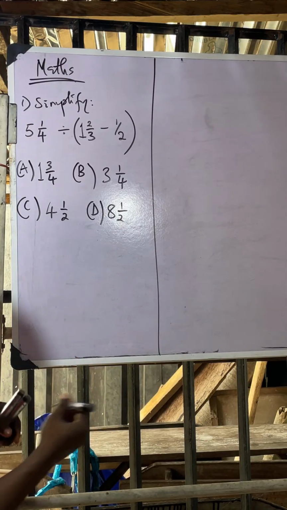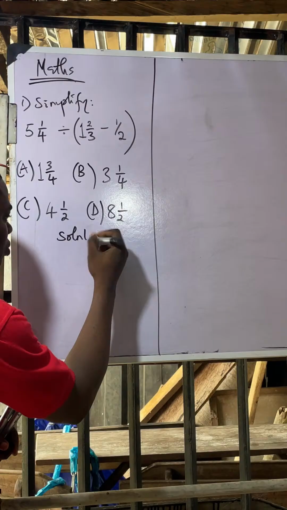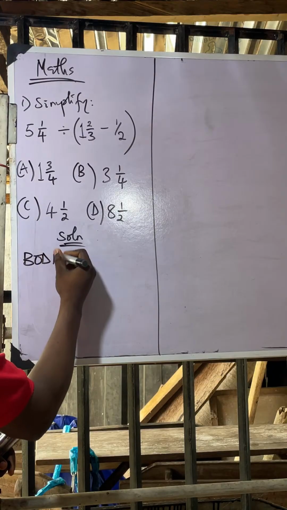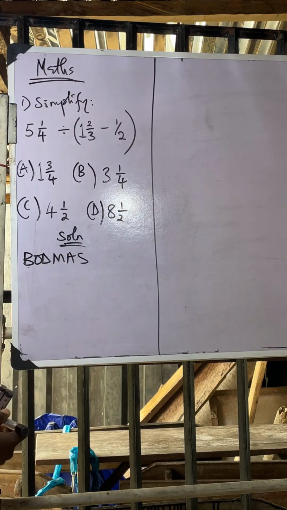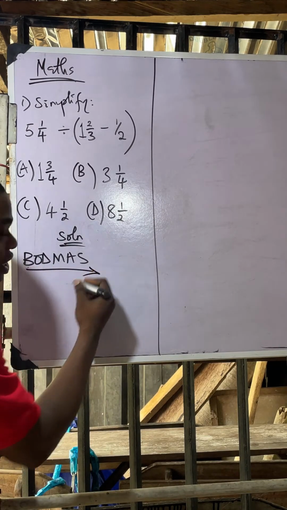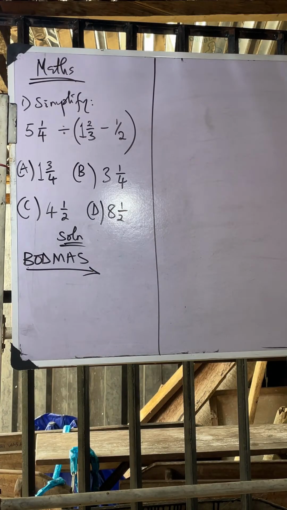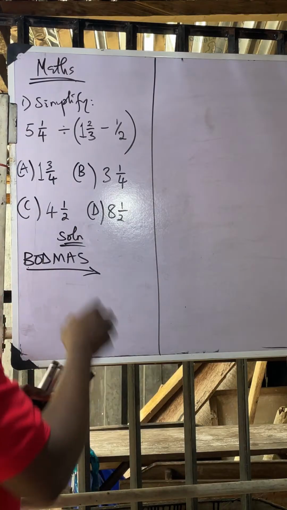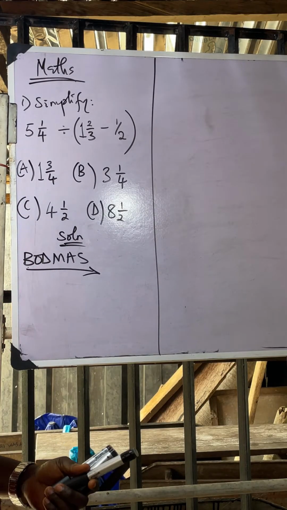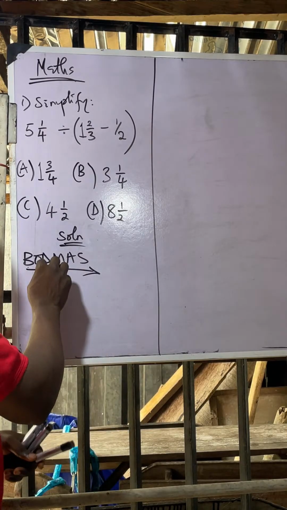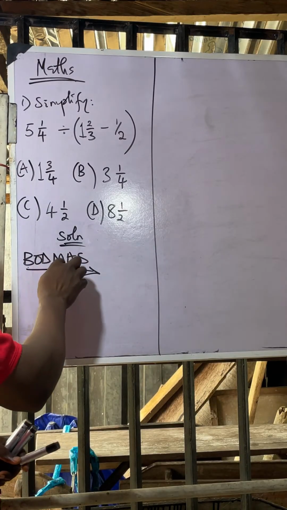Look up, everybody, please look up. Solution. You remember the concept of our BODMAS? What does B stand for? Bracket. Settle the bracket term first. You understand, right? Then outside that, what does O stand for? Of, which is multiplication. D stands for what? Division. It means you must settle division before multiplication. This is the actual multiplication.